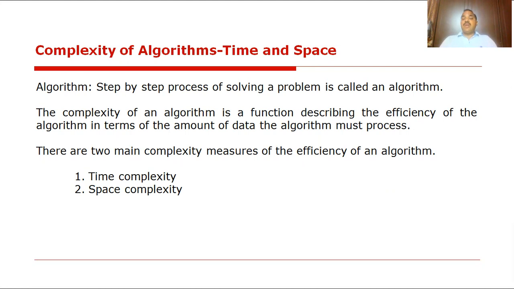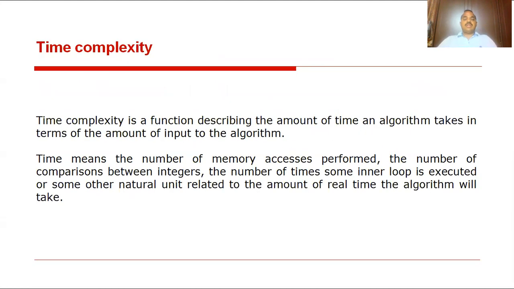The complexity of an algorithm is a function describing the efficiency of the algorithm in terms of the amount of data the algorithm must process. Two types of complexities: the first one is time complexity and the second one is space complexity. The time complexity is a function describing the amount of time an algorithm takes in terms of the amount of input to the algorithm. How much time is required to execute a program? That is called time complexity.